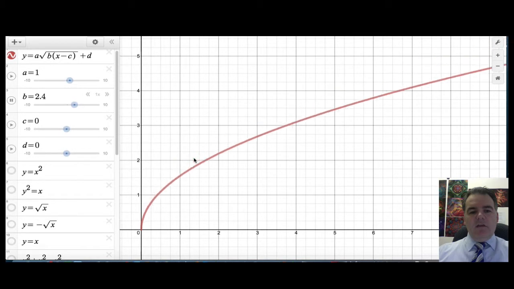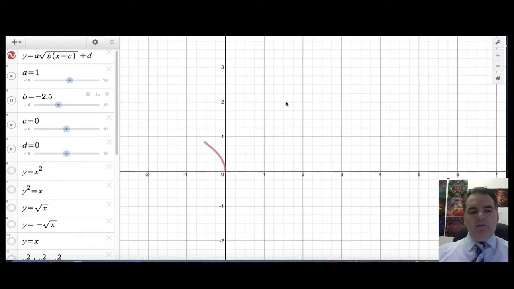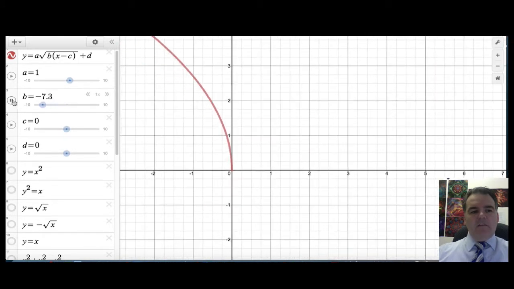Again, if we go negative, it's going to flip around, in this case in the y-axis, not in the x-axis. So if we pause it there, this is y equals the square root of negative 4x. So it's a flip in the y-axis.